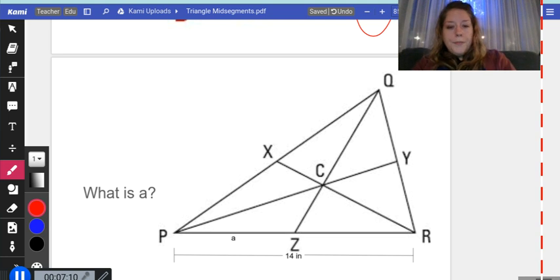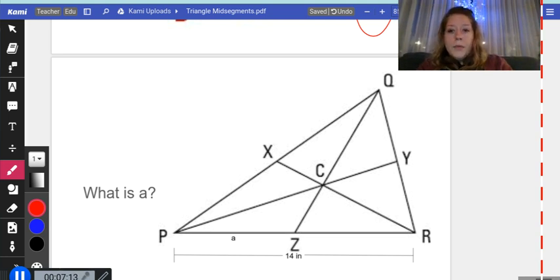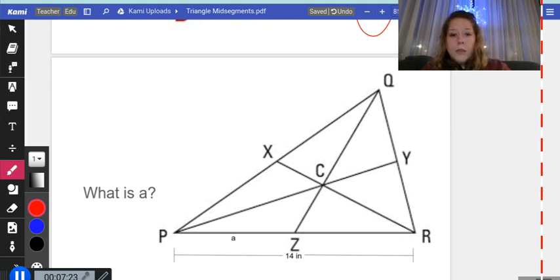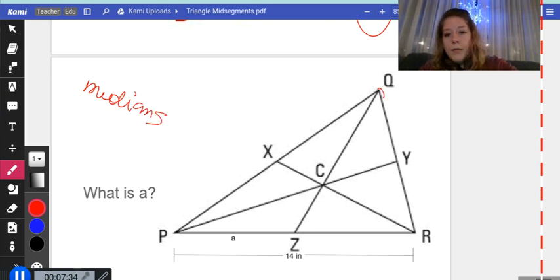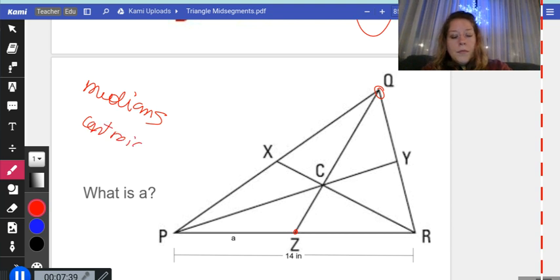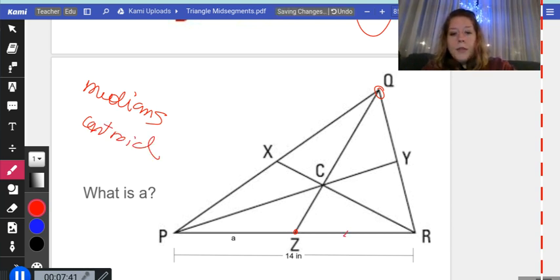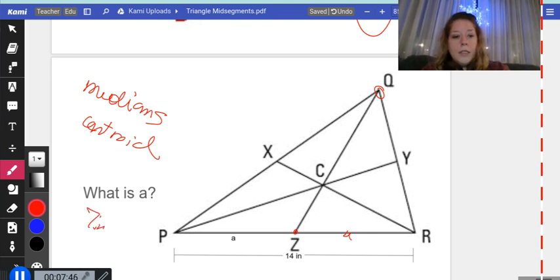How about this next one? What type of lines? What measure of center? Nothing's perpendicular. It's not altitudes. It's not perpendicular bisectors. So this has got to be medians. It's going from the vertex to the midpoint. So that means we have centroid. And if it's midpoint, then these are split evenly. So A is 7 inches.